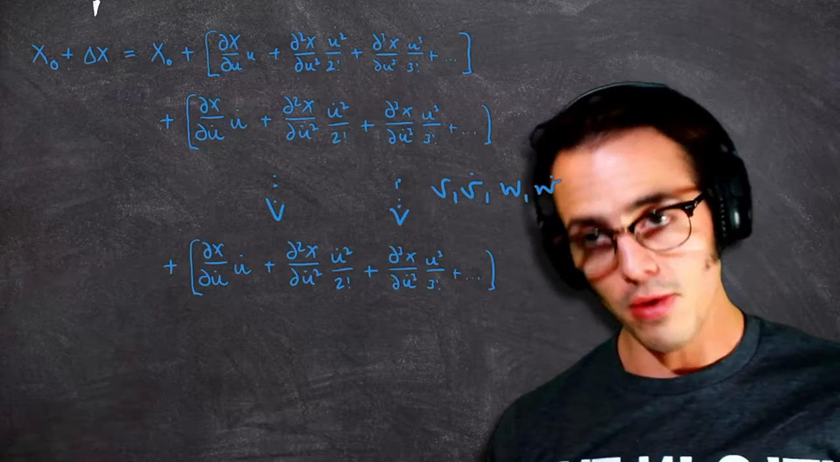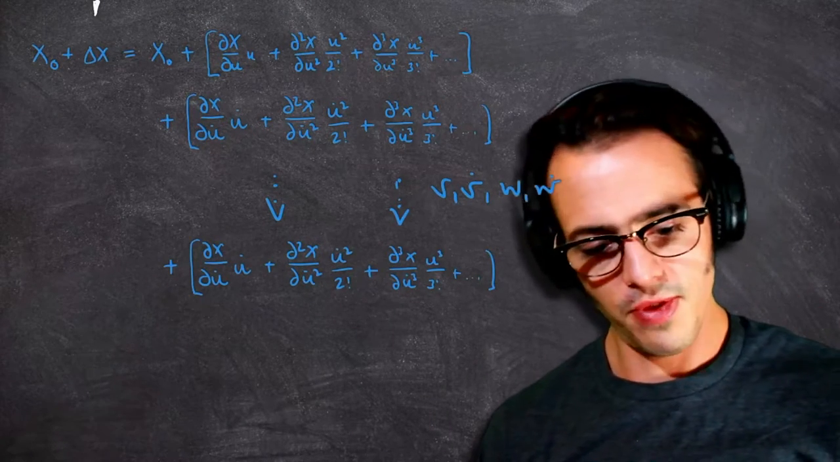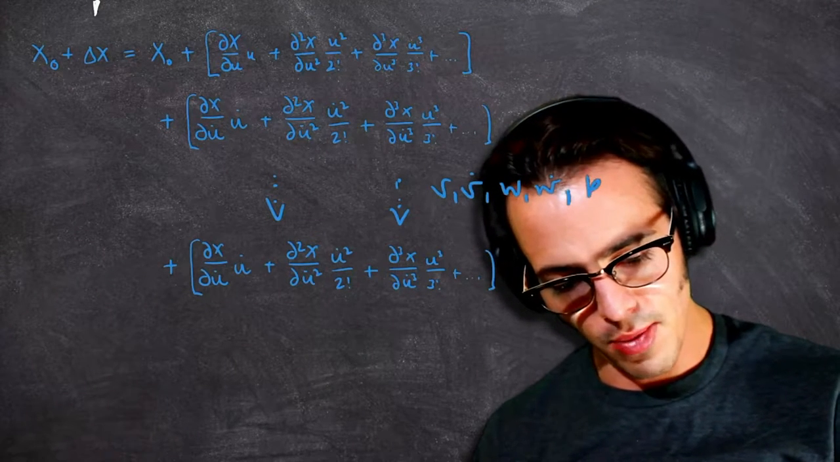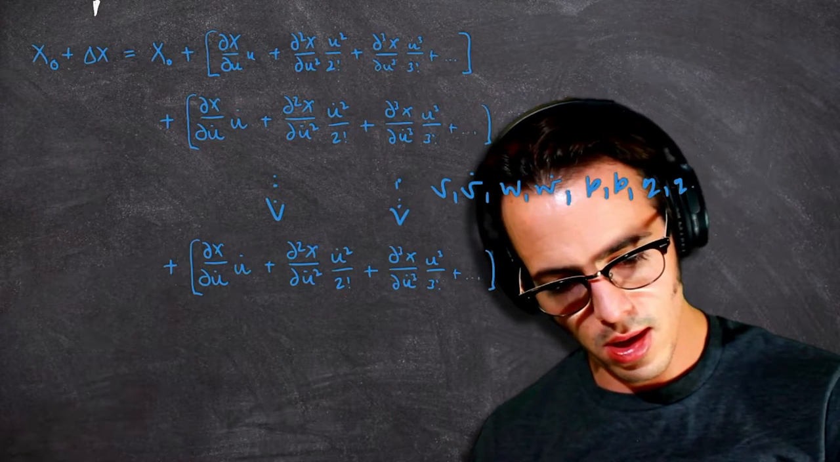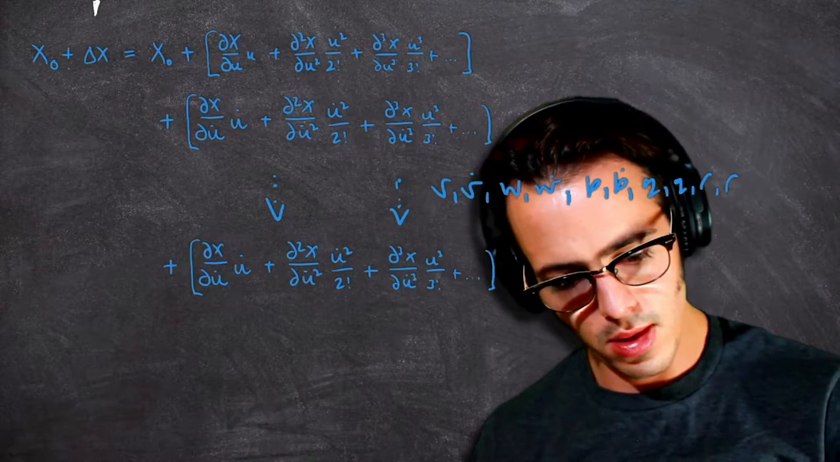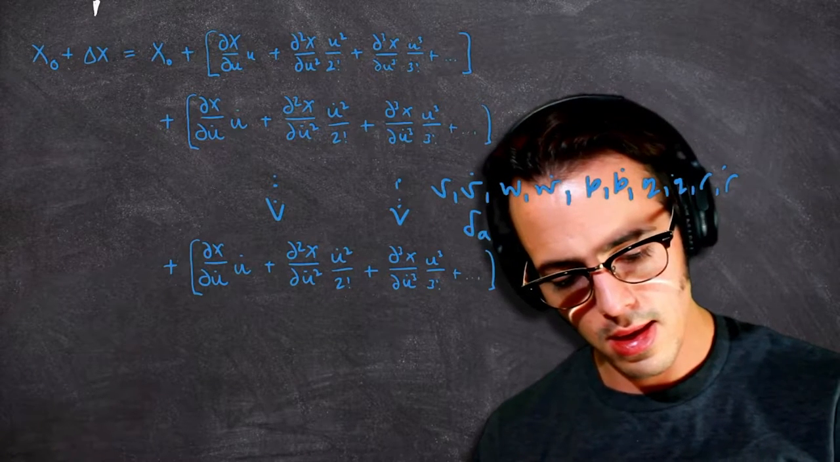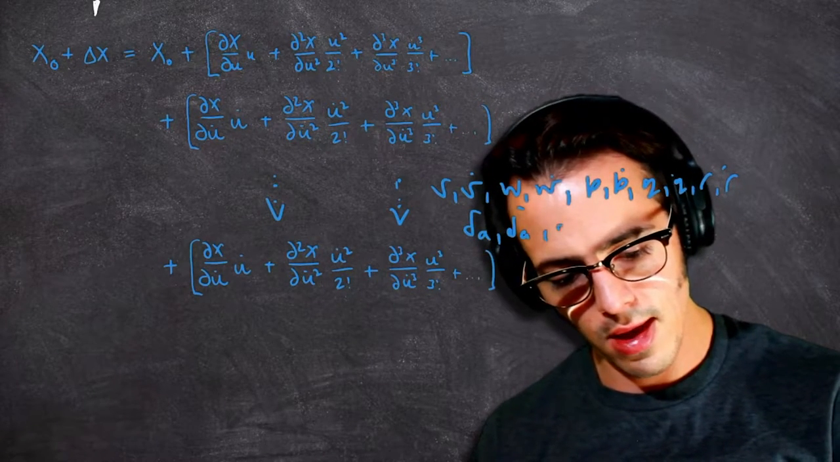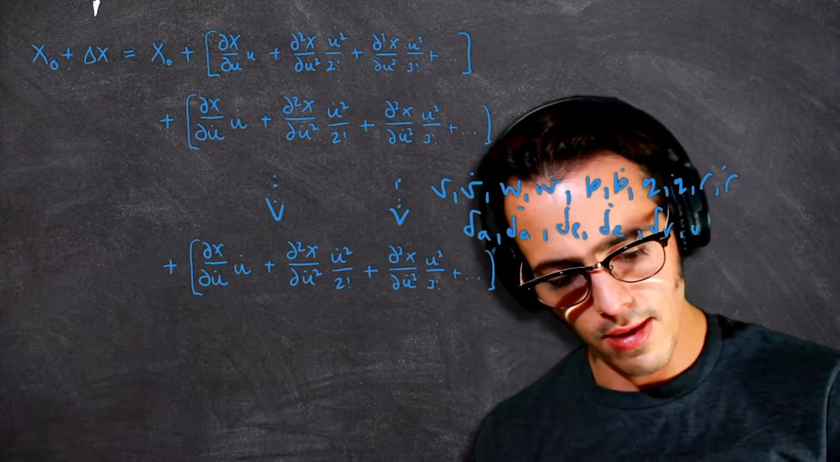So going down here, we would need to have v, v dots, w, w dots, and then the same with p, q, r, and then the same with all of these control rates as well. So it'd be delta a, delta a dot, delta e, delta e dot, delta r, and delta r dot.